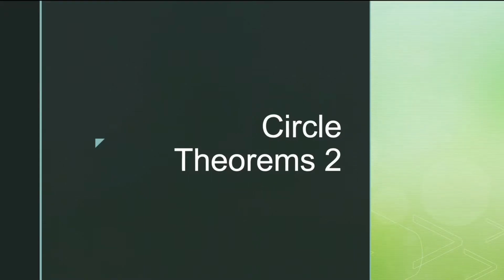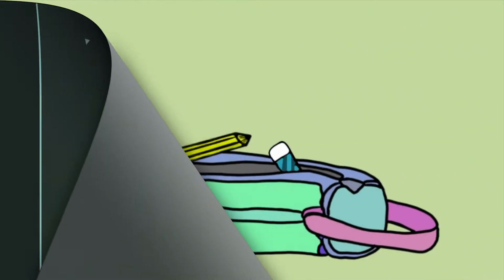Circle Theorems 2. Today we're going to be going over rules 5, 6 and 7 and then having some examples at the end. There will be timestamps in the description. So, Rule 5.